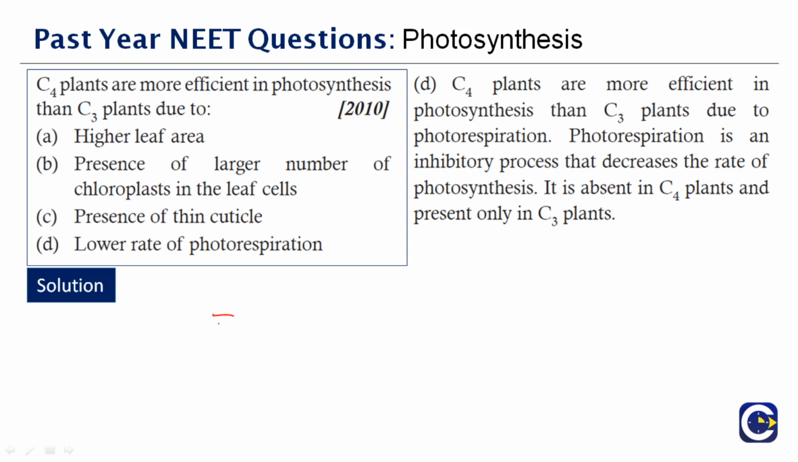Apart from that, you also have to remember the temperature here, because C3 plants, they will not survive in high temperatures. Photosynthesis rate will not be carried out in high temperatures. Only if the temperature is low, it can be enhanced. For C4 plants, even at high temperatures, they can sustain the method of photosynthesis and they can still carry out the process. Therefore, the correct answer to this question is option D.